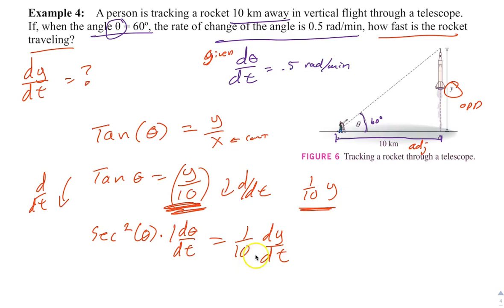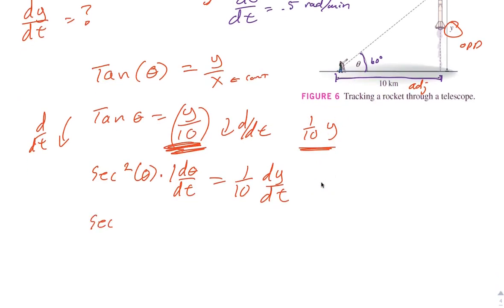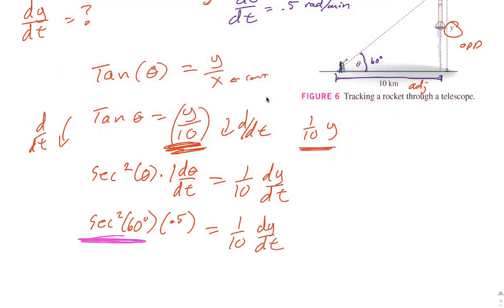Like we always do, we plug our values in. I know what d theta dt is, 0.5. Done, plug it in. I want to know what dy dt is, that's what I'm looking for, and I know theta at that angle is 60 degrees. So let's plug everything in. Secant squared of 60 degrees times d theta dt, which is 0.5, equals 1/10 dy dt, which is what I'm looking for. Now I gotta do some trig. Secant of 60 degrees. That's opposite root 3, adjacent is 1, hypotenuse 2.